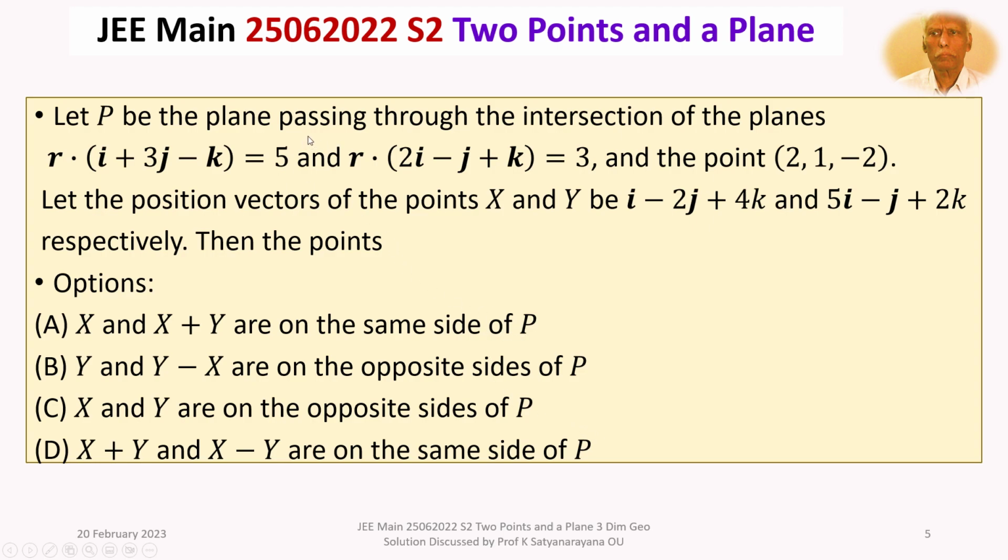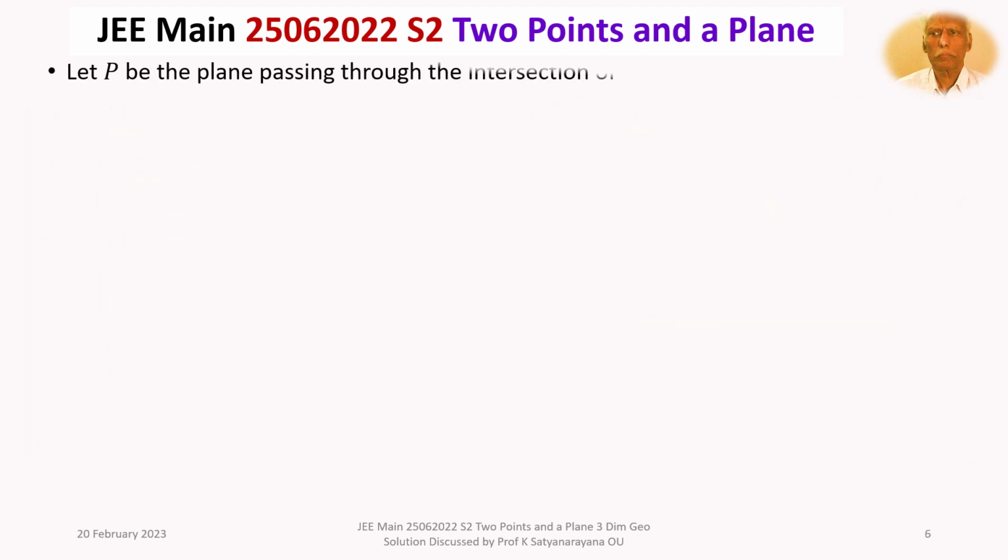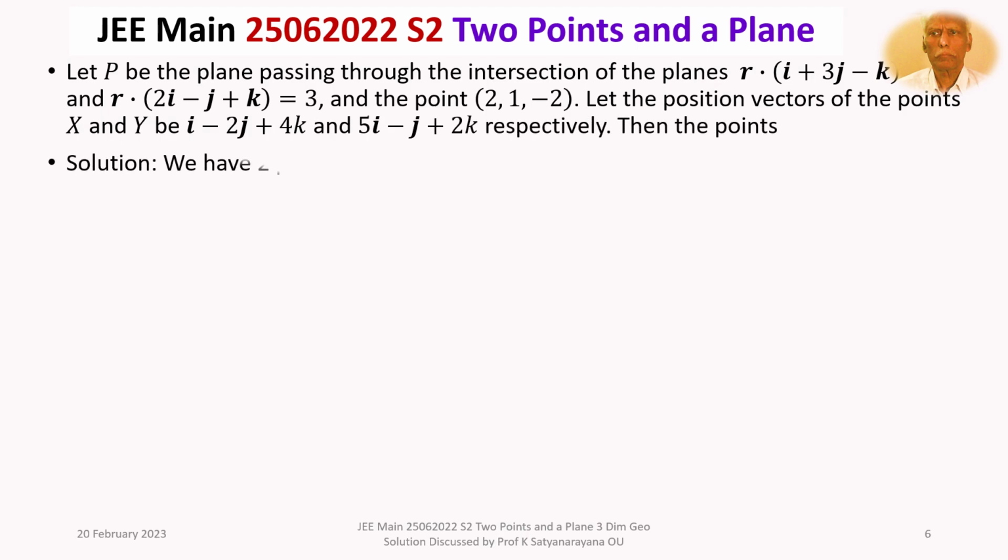We are given a plane P passing through the points of intersection of these two planes and the point (2, 1, minus 2). We are given 2 points whose position vectors are i minus 2j plus 4k and 5i minus j plus 2k. Then we have to decide these 2 points. In option A, the 2 points are X and X plus Y. In option B, Y and Y minus X, and so on. We have to decide whether these 2 points lie on the same side of P or on the opposite sides of P. That is our given question.